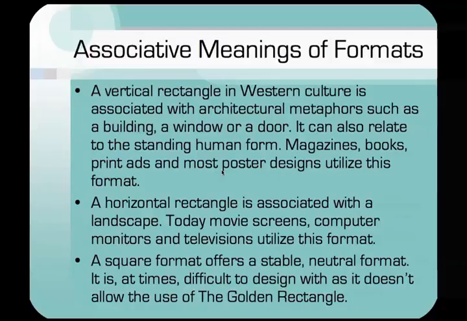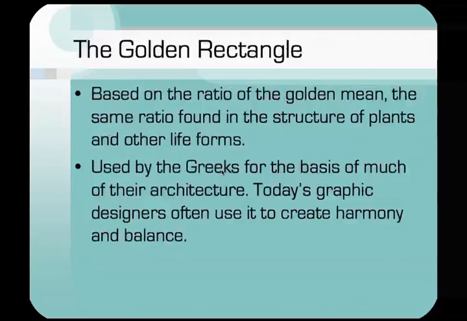A horizontal rectangle is associated with a landscape. Today, movie screens, computer monitors, and televisions utilize this format. A square format offers a stable, neutral format. It is at times difficult to design with, as it doesn't allow the use of the golden rectangle. And we're going to talk about the golden rectangle in a minute. But that's the basic of design. The square format offers this stable, neutral format, so it can be boring. So you have to be careful with the square format, because basically your designs just become very circular in nature when you're using a square format.